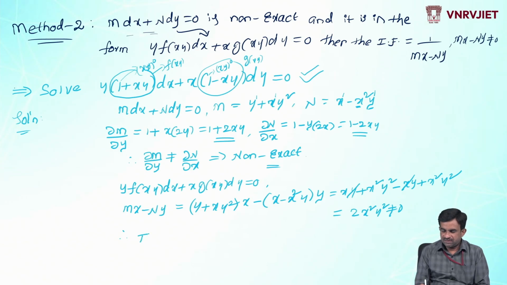So therefore we'll write the integrating factor as 1 by 2x square y square, because it is 1 by Mx minus Ny. Now after finding the integrating factor, we have to multiply this integrating factor with the given differential equation. So coming back to the given equation, that is y into 1 plus xy dx, plus x into 1 minus xy dy is equal to 0.